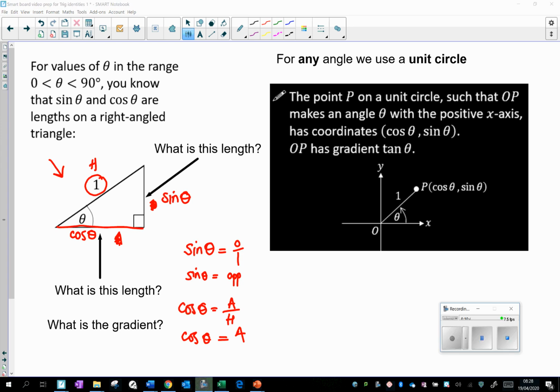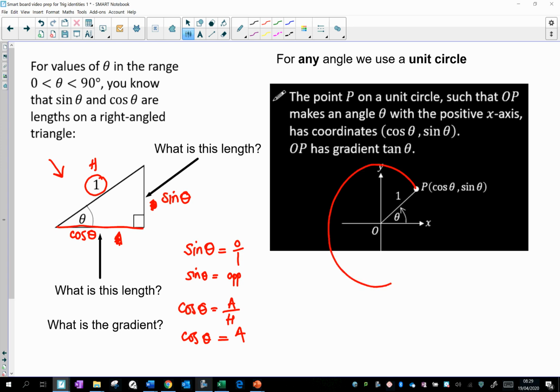Okay, so let's think about what we call the unit circle. Imagine we've got some axes like this, and this point P is able to rotate anywhere it likes. So this angle theta can get bigger and bigger, or it can go in the opposite direction. P can rotate around in a circle, and the distance from the origin to P is 1 unit. So P is this point here, which can rotate in a circle around the origin.